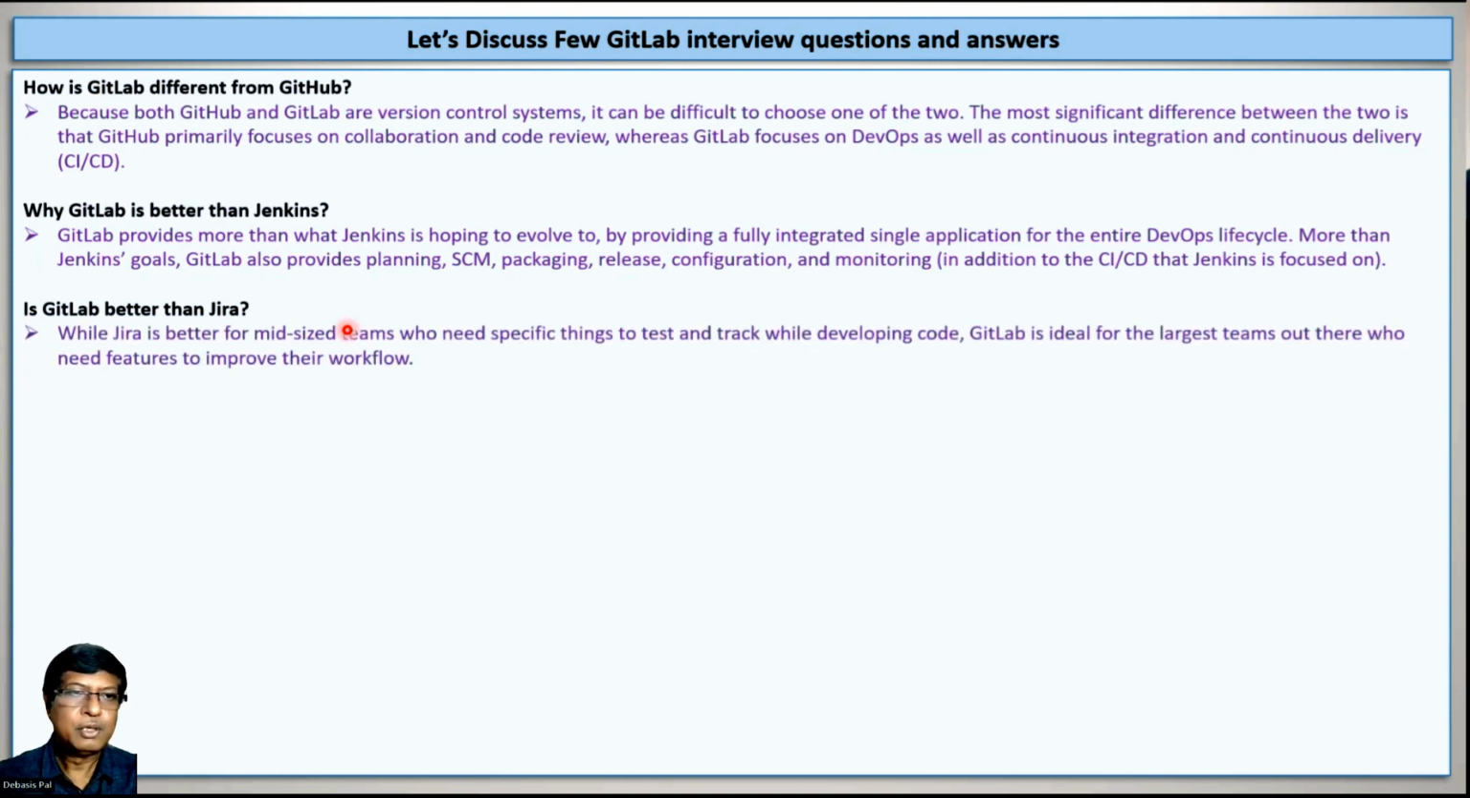Okay, let me show you the answer. A good answer is if you say that while Jira is better for mid-sized teams who need specific things to test and track while developing code, GitLab is ideal for the largest teams who need features to improve their workflow. Jira does not have full development lifecycle features, whereas GitLab has. It is very difficult to manage a large team. A mid-sized team is well managed by Jira from the project management perspective. But if you want to manage a large team with a variety of requirements and cover all facets of that life cycle, it is better to go for GitLab.